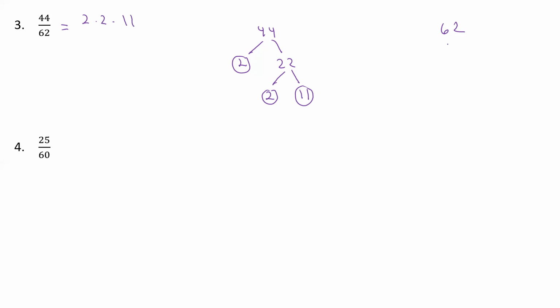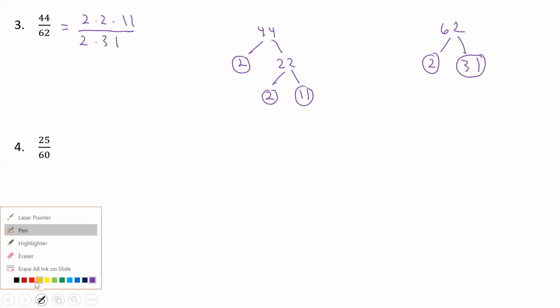All right, what about 62? Well, that's also divisible by 2, so we can get our first prime. 2 times what? Well, that's going to be 31. Okay. Now, 31, we would have to work through all our multiples, but guess what? That is a prime number. There's nothing else we can do here. So it's just 2 times 31.